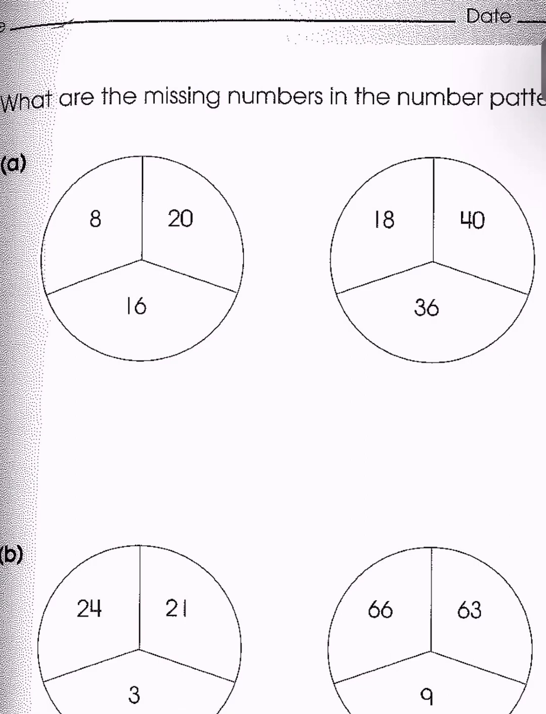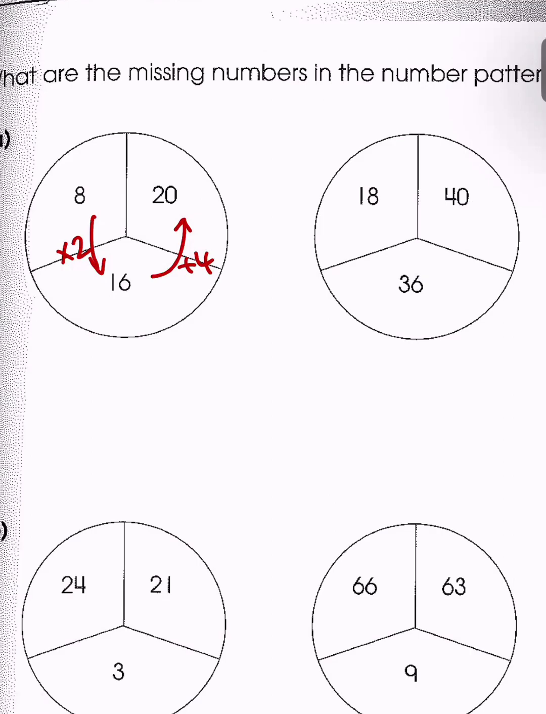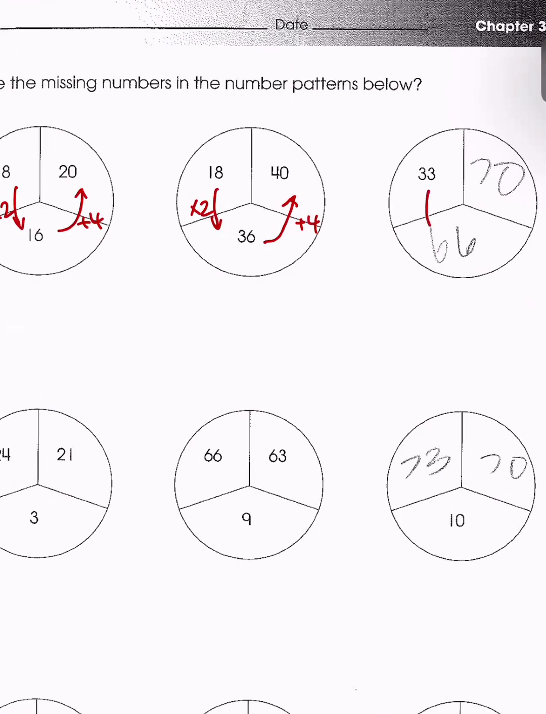For A, if we have 8, 16, and 20, we multiplied by 2 to get from 8 to 16, and then we added 4. So we'll see if that pattern is also visible in the second pie chart. So we multiply by 2, so 18 times 2 is 36, and we add 4. That gives us 40. So this is probably the correct pattern. So what we're going to do is multiply by 2, so that gives us 66, and add 4, so we get 70.